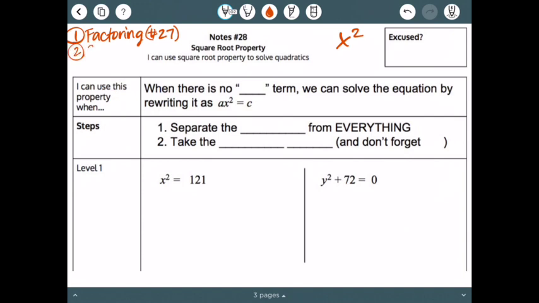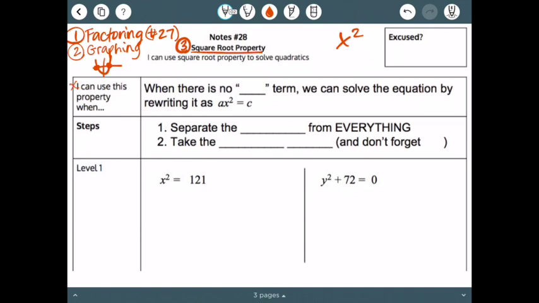And then the second way that we learned a long time ago was by graphing. And remember, that was when we had something like this, and we'd look for where it hit here and where it hit there. So today we're learning an even faster way to do it that works for some problems. So this is the third way, and that's by the square root property.